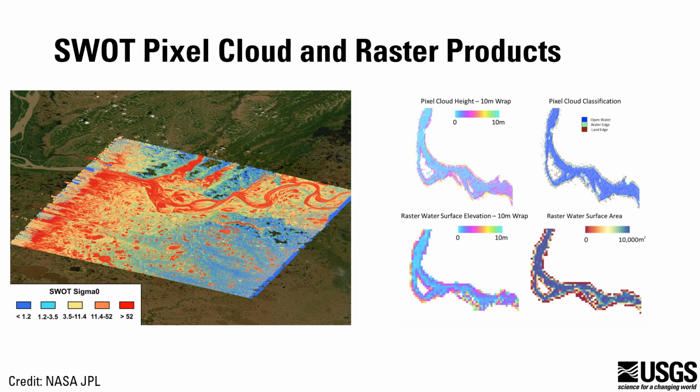SWOT data comes in varying formats, which we will discuss more in the data access workshop. Two level 2 products for hydrology I wanted to highlight are the Pixel Cloud and Raster products. These two data sets are generated from SWOT backscatter values as shown here in the sigma naught graph. We can see that lake and river features have higher returns of sigma naught backscatter, and we can use those returns to mask out where water features are and estimate their water surface elevation and water surface area from that data.